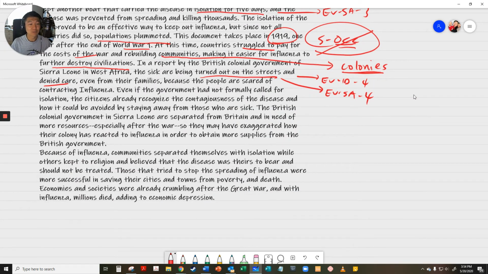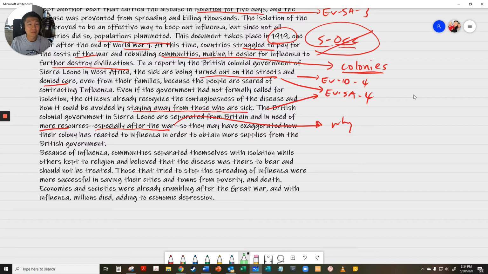Even if the government has not formally called for isolation, they recognize the contagiousness of the disease and how it can be avoided by staying away from those who are sick. Again, that supports that argument further. British colonial government and Sierra Leone are separated from Britain and need more resources, especially after the war. So now, here's that same explanation as well. It comes back to the why. It depends on the author here in terms of being able to connect. And let me go and highlight this for you here. Connect this particular point here.